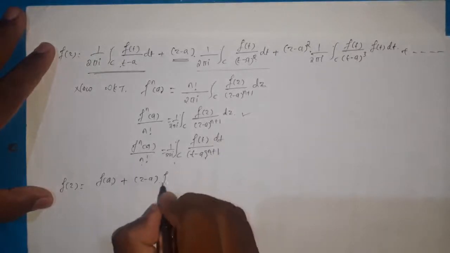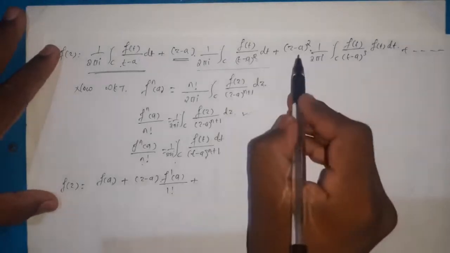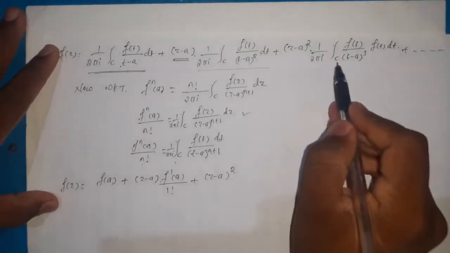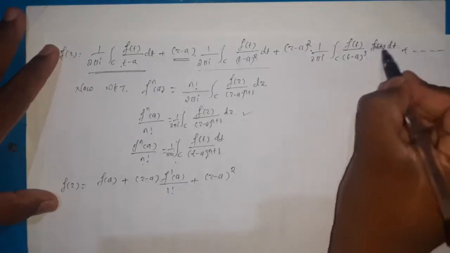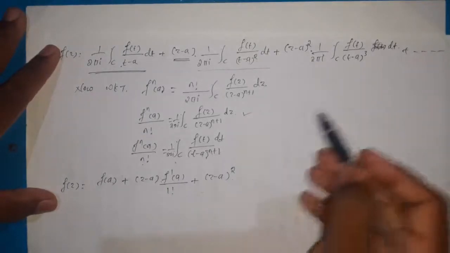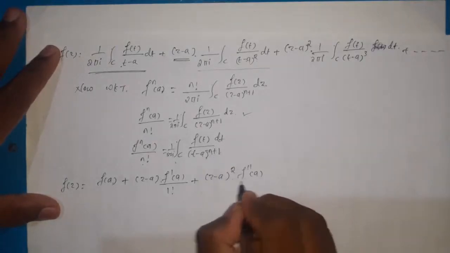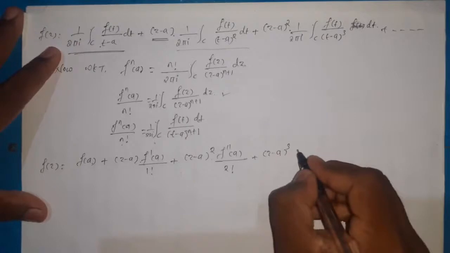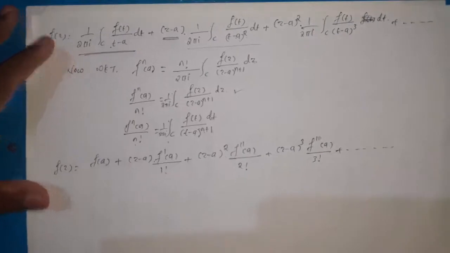So that becomes f dash of a divided by 1 factorial, plus, for the second term, z minus a whole square, then 1 by 2 pi i integration over c f of t divided by t minus a whole cube dt. On comparing the powers of t minus a, we get n equal to 2. It implies f double dash of a divided by 2 factorial, and the next term will be z minus a whole cube f triple dash of a divided by 3 factorial, and so on up to infinity.